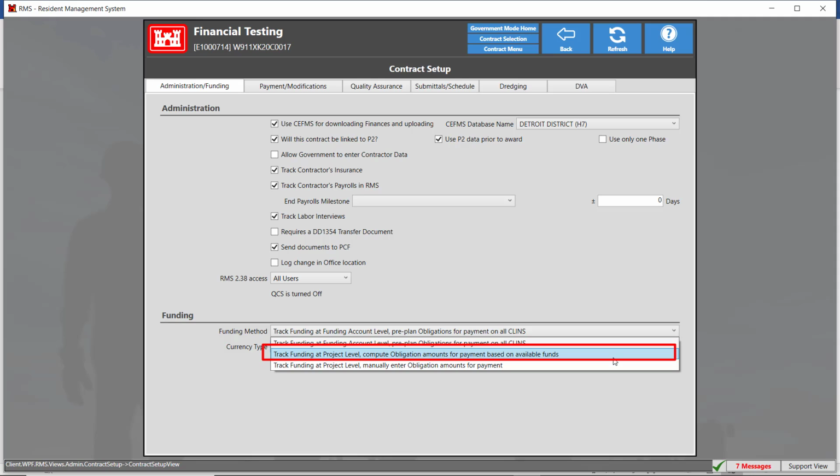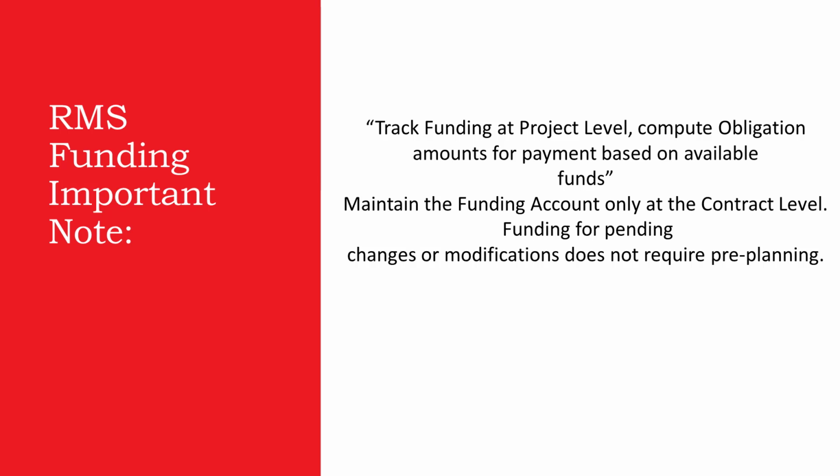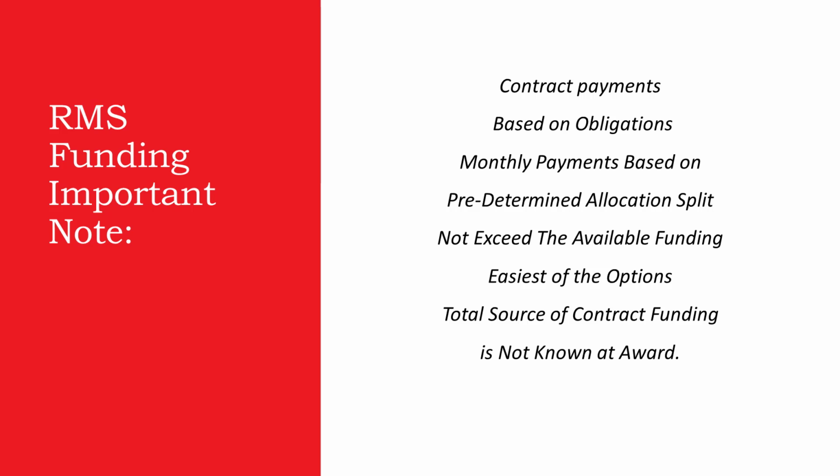Track funding at project level. Compute obligation amounts for payment based on available funds. This option does not require you to identify expenditures at the funding account level. It requires you to maintain the funding account only at the contract level. Funding for pending changes or modifications does not require pre-planning. Contract payments are based on the available obligations when the payment is made.